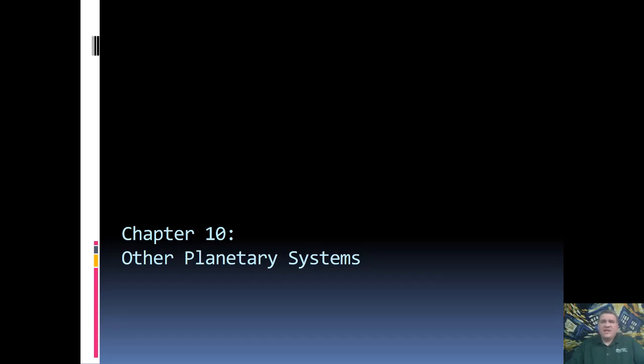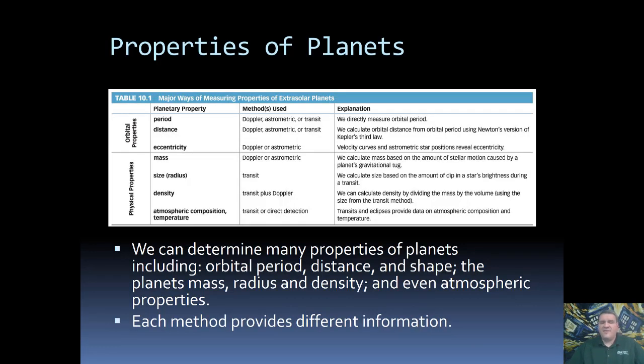Now, even though we are using indirect methods to find the extrasolar planets, we can still figure out a lot about them. Each of the different methods helps us understand different things. We can determine the planet's orbital period, how long it takes to orbit, its orbital distance, how far away it is from the star, and the shape, the eccentricity, of the orbit.